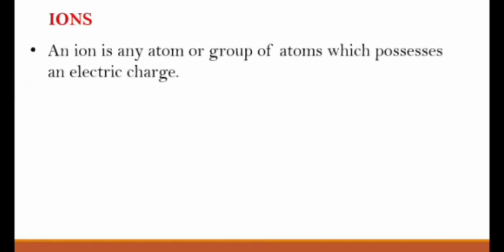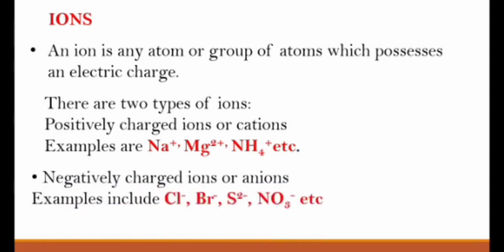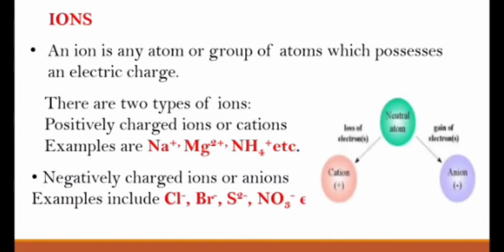Let's now take a look at ions. What are ions? An ion is any atom or group of atoms which possesses an electric charge. Remember, an electric charge can either be what? Positive or what? Negative. Is it not? Yes. Generally, when elements lose electrons, they form positive ions. We call those positive ions cations. While when an element or compound gains electrons, they form negative ions. We call them anions. Take note. Positive ions, cations; negative ions, anions.